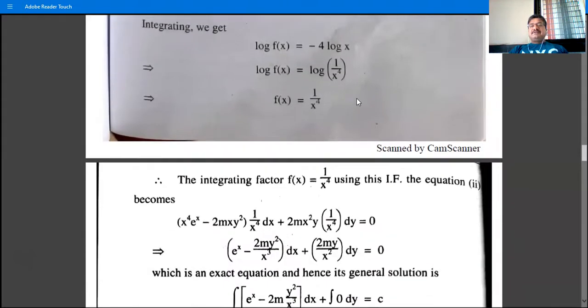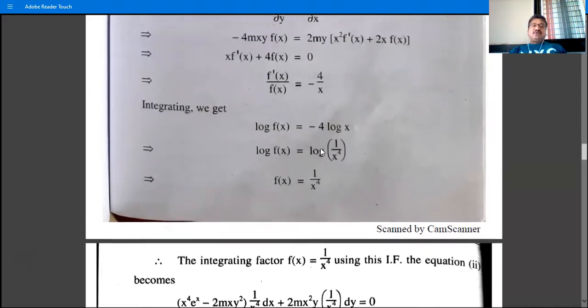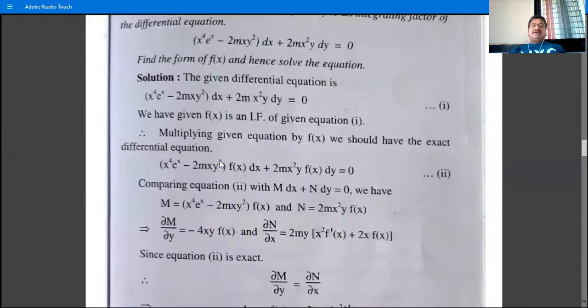And log f(x) is then this, minus 4 shifted to the power of x, because we know that m log a is log a raised to m. So it is log x raised to minus 4, which means log of 1 by x raised to 4. x raised to minus 4 means 1 by x raised to 4. Cancel log on both sides. So f(x) is x raised to minus 4, that is 1 by x raised to 4, and this is the integrating factor.